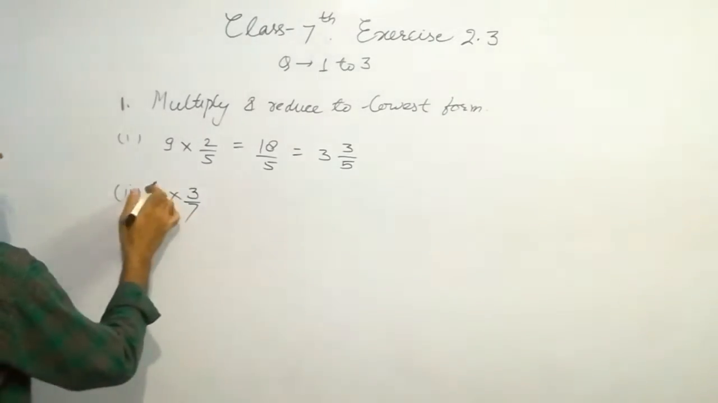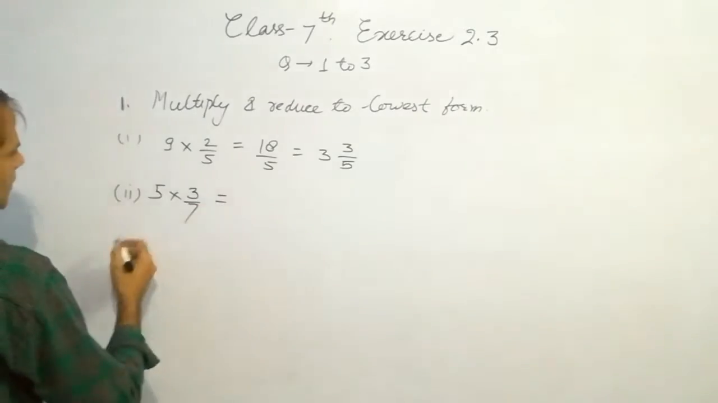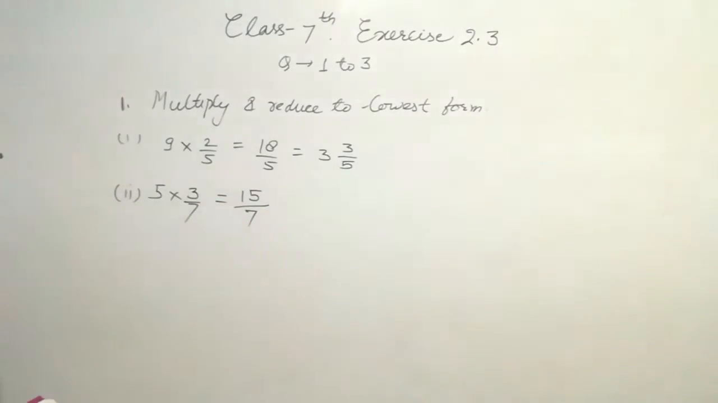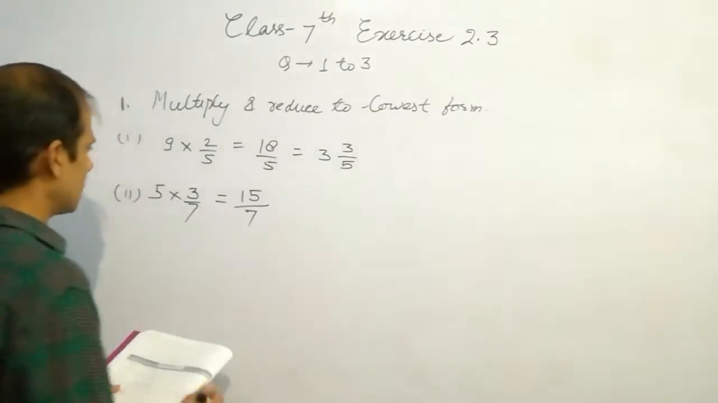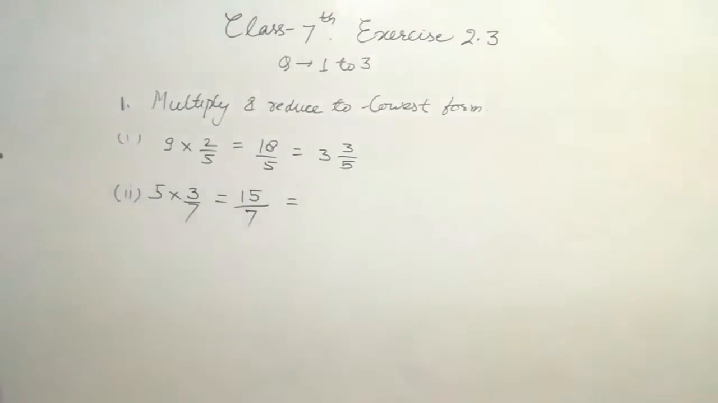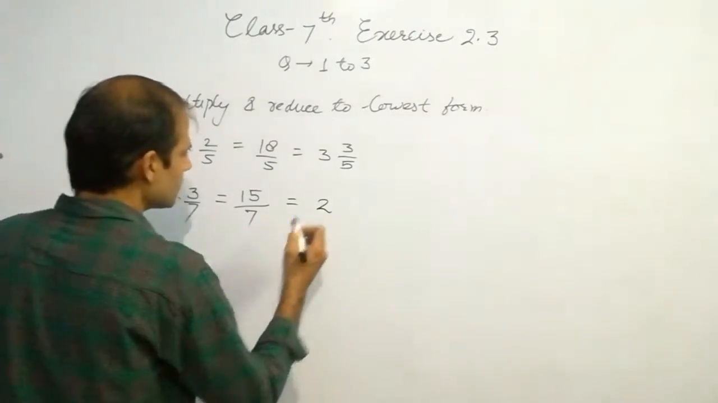And second part, 5 into 3 upon 7. So 5 3s are 15 upon 7. Students, this exercise is the easiest exercise. Okay, 15 upon 7. Again divide 15 by 7. So you know it is 2 times.